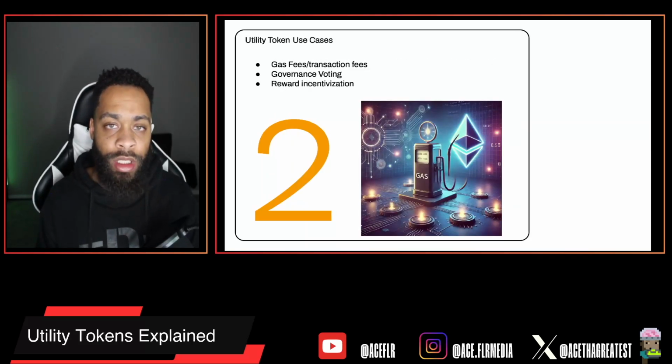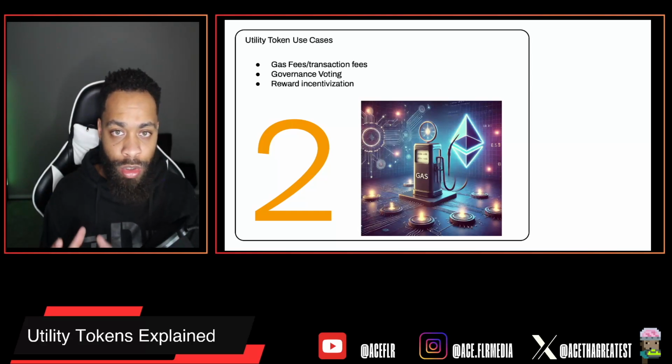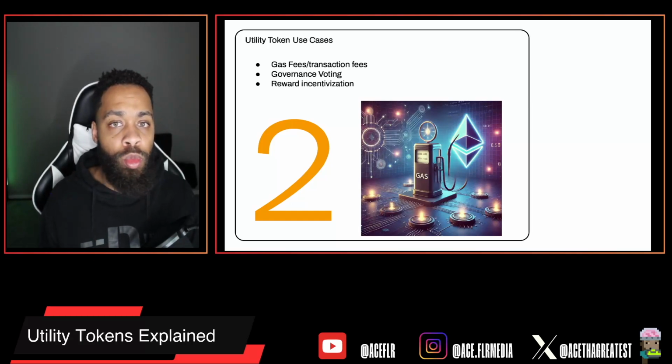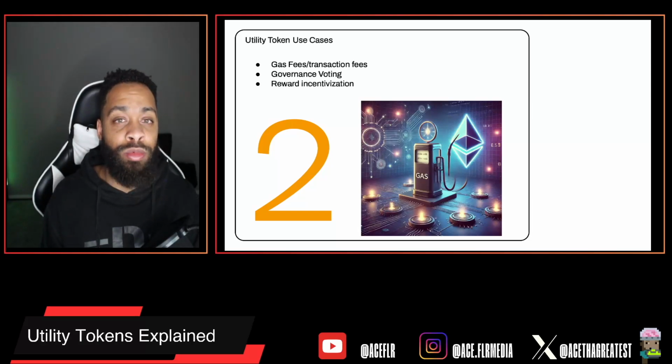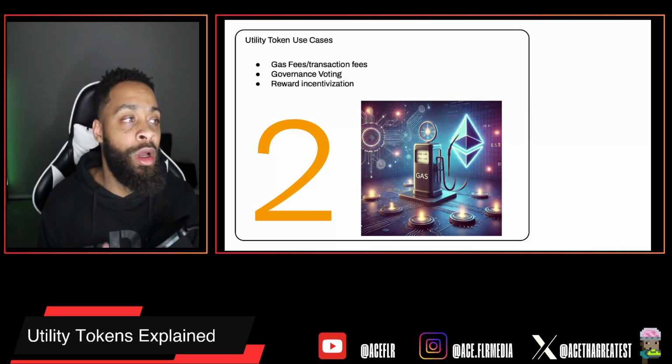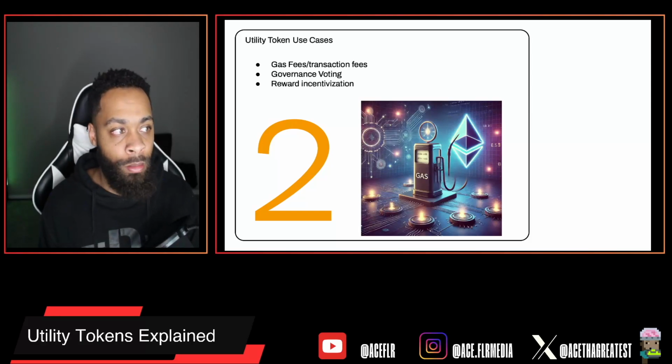So utility token use cases: you can use them for gas fees or transaction fees. Basically, any function you perform within a blockchain comes with a gas fee or transaction fee. So in order to operate or do anything within a blockchain, you'll have to pay some type of gas fee. Now, the good chains have very cheap gas fees. You don't really have to worry about that. The cost of the transaction fee is completely negligible. You don't even have to worry about it because it's so cheap.